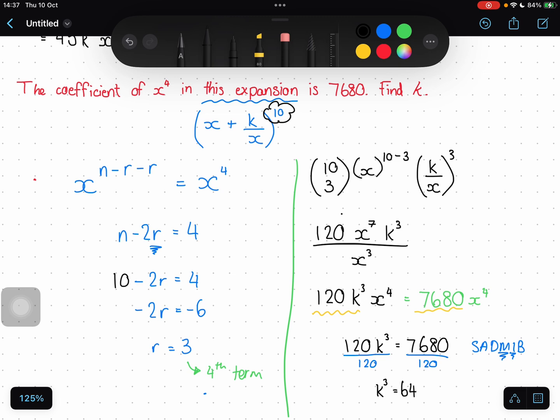And then we get rid of the cubed by getting the cube root. So I need the cube root of 64. I can type that into my calculator to get that k is equal to 4. So k is equal to 4. My work is a bit messy, so I'll put a box around my final answer so that it can be followed.